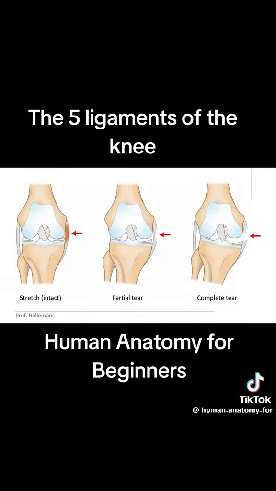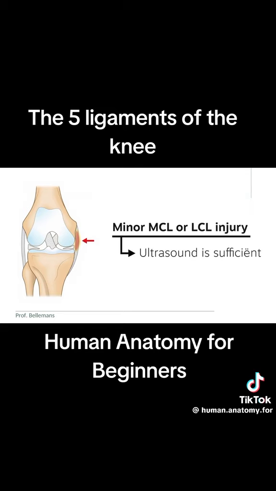For each of these ligaments, when put under tension, they can either stretch and remain intact, or partially tear, or completely tear. This difference is important because it determines the prognosis and treatment. Most often, an ultrasound or an MRI is required to determine the severity. In case of a minor MCL or LCL injury, an ultrasound may provide already sufficient information. In case, however, an ACL, ALL or PCL injury is suspected, an MRI is always necessary.